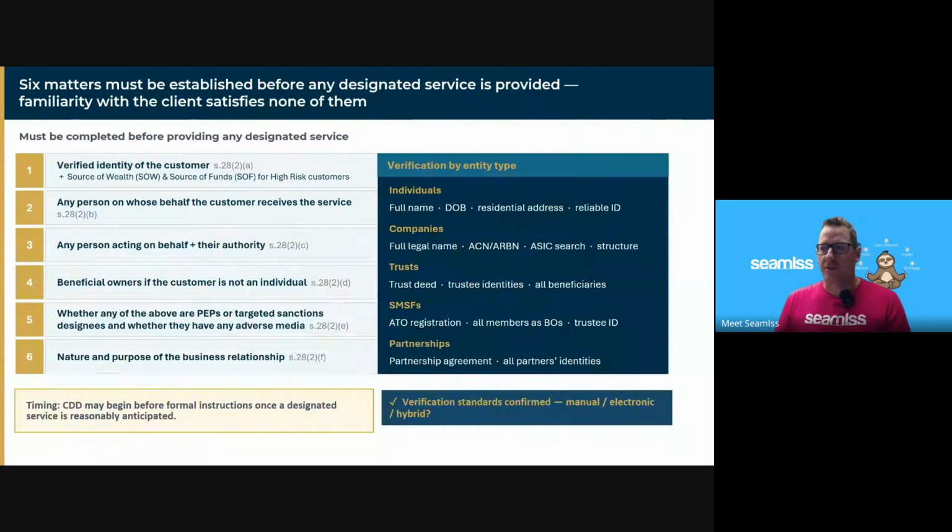I think that's good. And then the right hand side is talking about the beneficial owners of those different entity types as well.